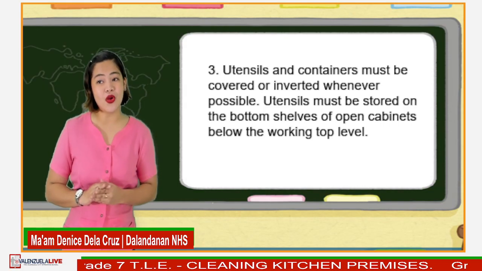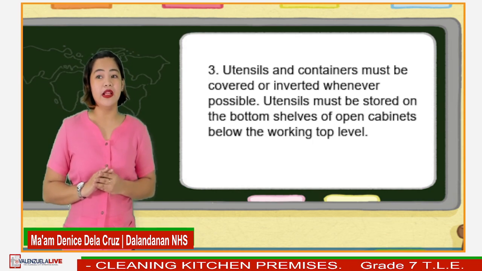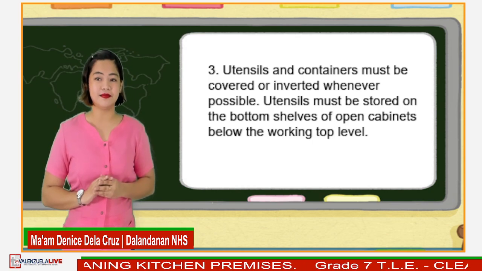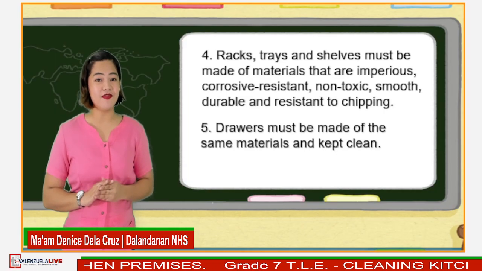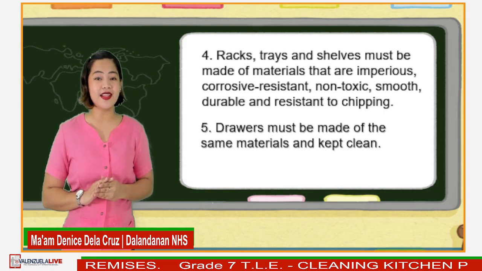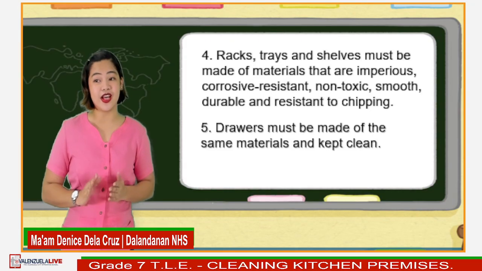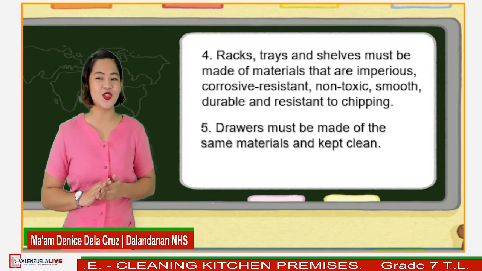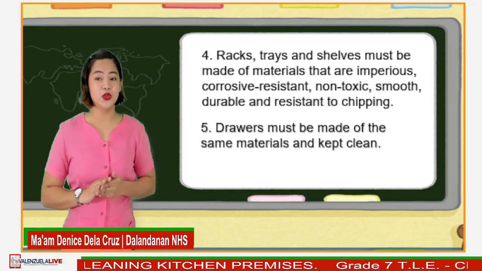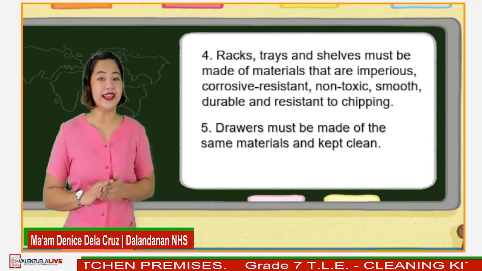Utensils must be stored on the bottom shelves of open cabinets before the working top level. Racks, trays, and shelves must be made of materials that are impervious, corrosive resistant, non-toxic, smooth, durable, and resistant to chipping. Drawers must be made of the same materials and kept clean.